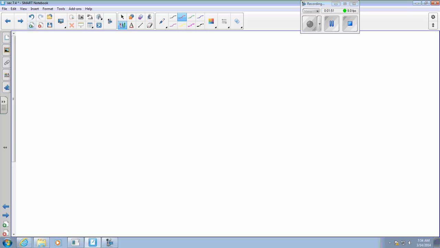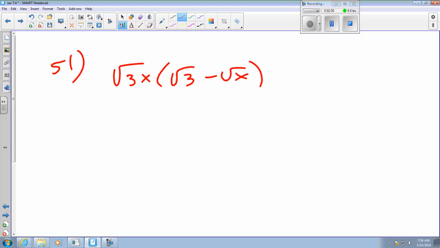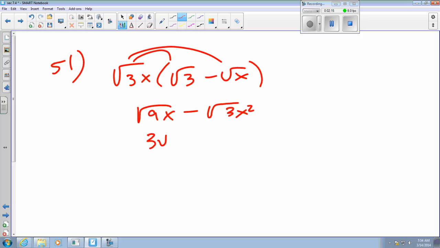Let's jump to question 51. It says the square root of 3x times the quantity of the square root of 3 minus the square root of x. When I distribute this, I'm going to have the square root of 9x minus the square root of 3x squared. X times x is x squared. Bringing out the perfect squares, I'm going to have 3 square root x, because 9 comes out. On this one, the x comes out, and I get x square root 3.